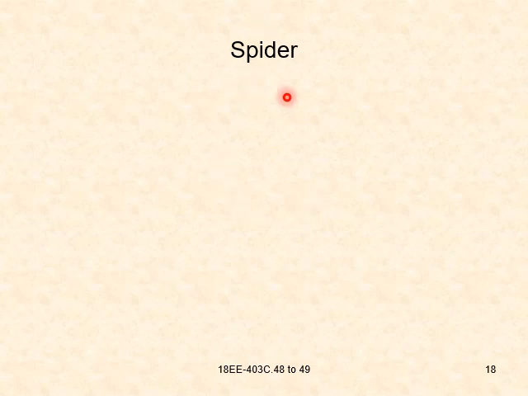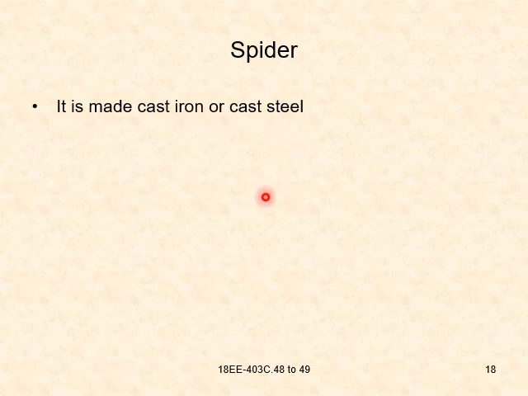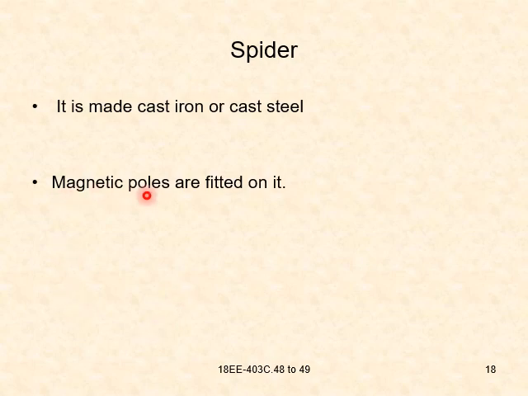The next slide we will see now is about the spider. It is made of cast iron or cast steel. The magnetic poles are fitted on it and it is mounted on the same shaft. What is a spider? It is made up of cast iron or cast steel. All these magnetic poles, the field poles, are fitted on it. So it is mounted on the same shaft.